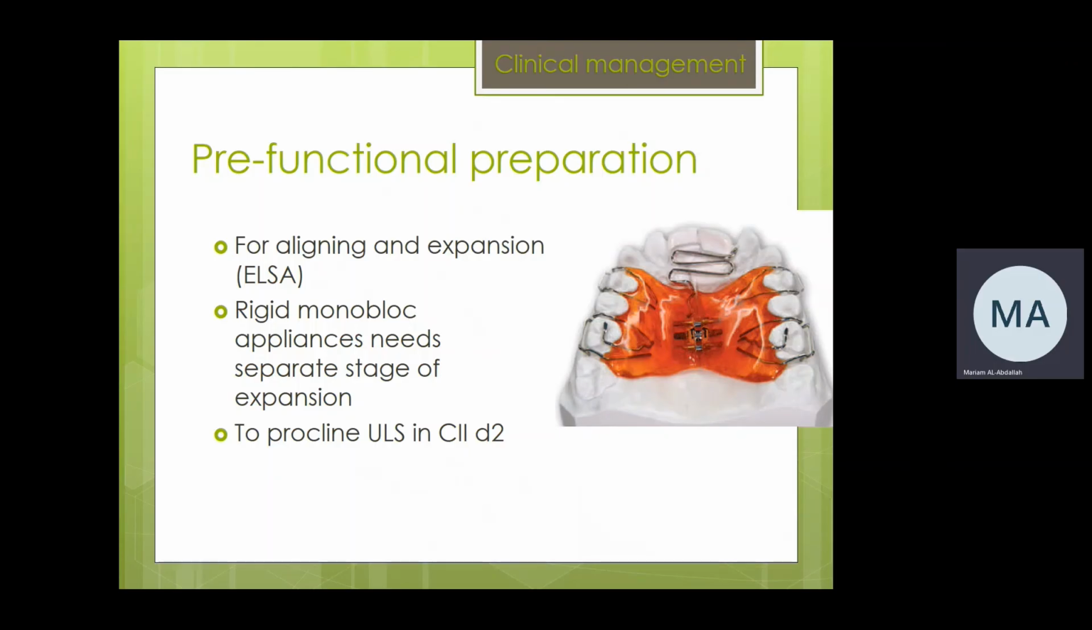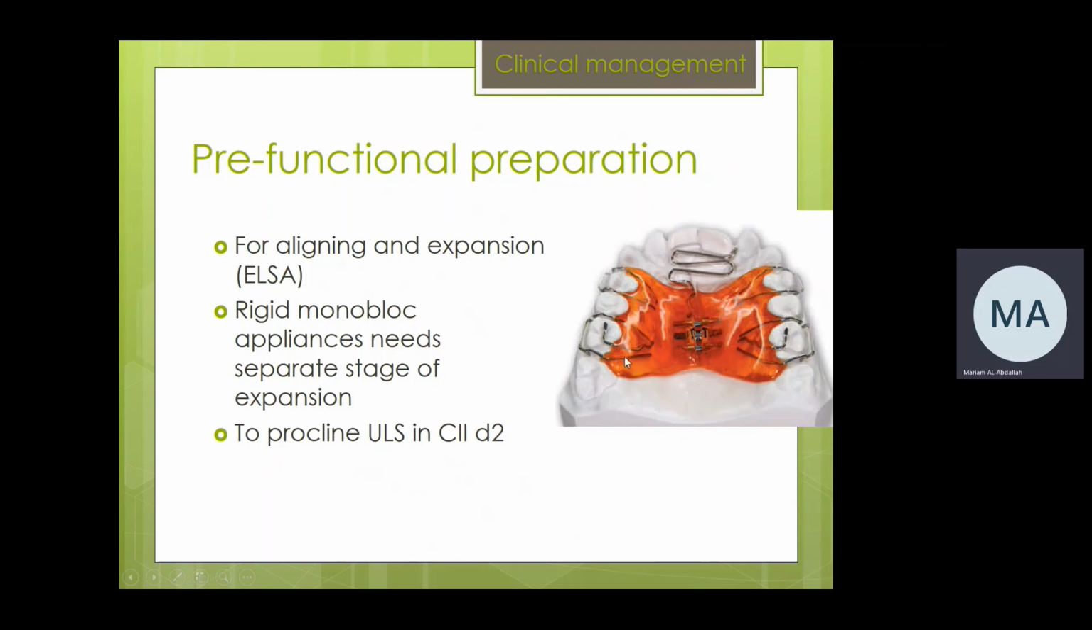Right. So we said sometimes we need pre-functional preparation, for example, to push the upper incisors forward in class 2 division 2 or to go for expansion. So this appliance is called ELSA. ELSA means expansion and labial segment alignment.